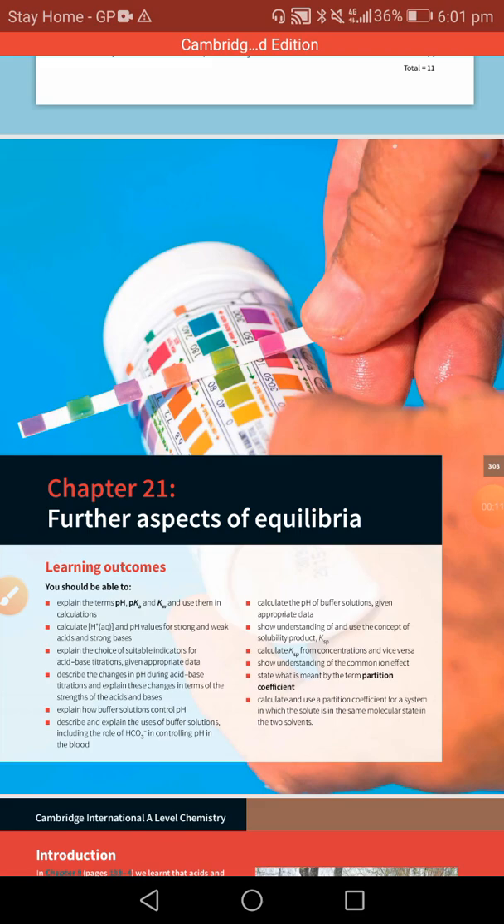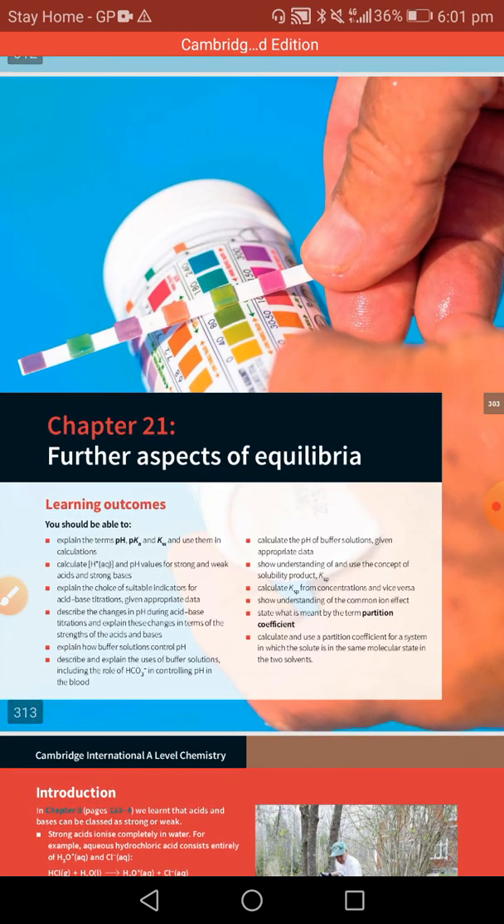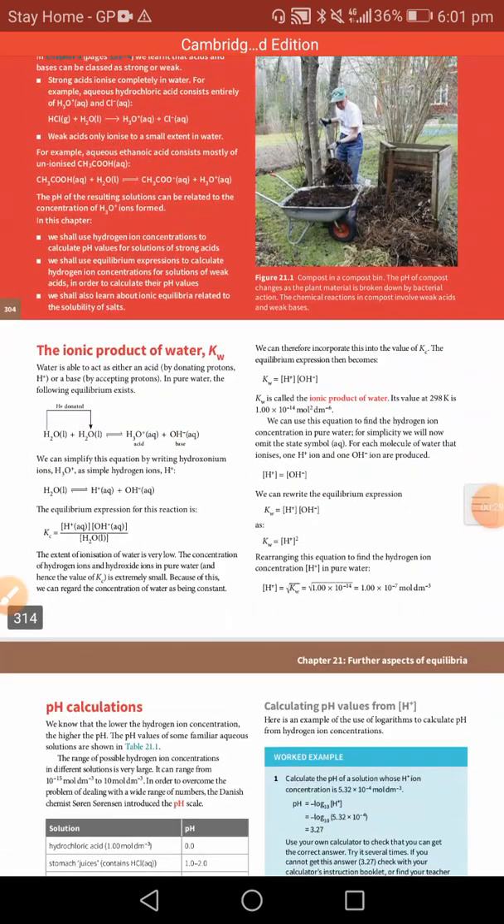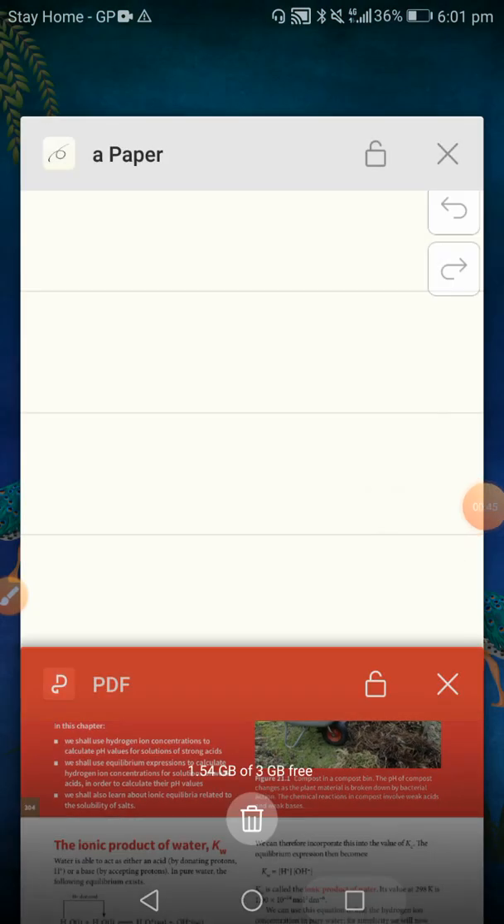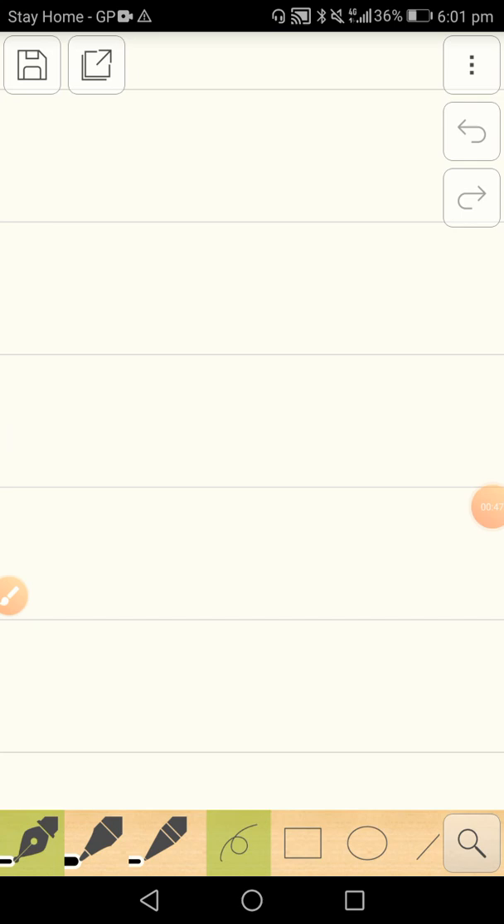Everyone. So today we are starting our chemistry A2 level chapter 21, which is the further aspects of equilibrium. Today all of my explanations will be directly focused on the chemistry course book. Our first content is the ionic product of water. Before going into further details of this chapter, let's learn some basic rules of this chapter.